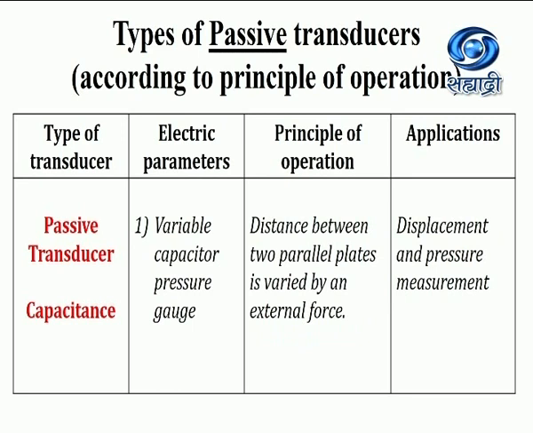The next type is the capacitance transducer. The first example is the variable capacitor pressure gauge. The principle of this transducer is that the distance between two parallel plates is varied by an external force, and it is used in displacement and pressure measurement.